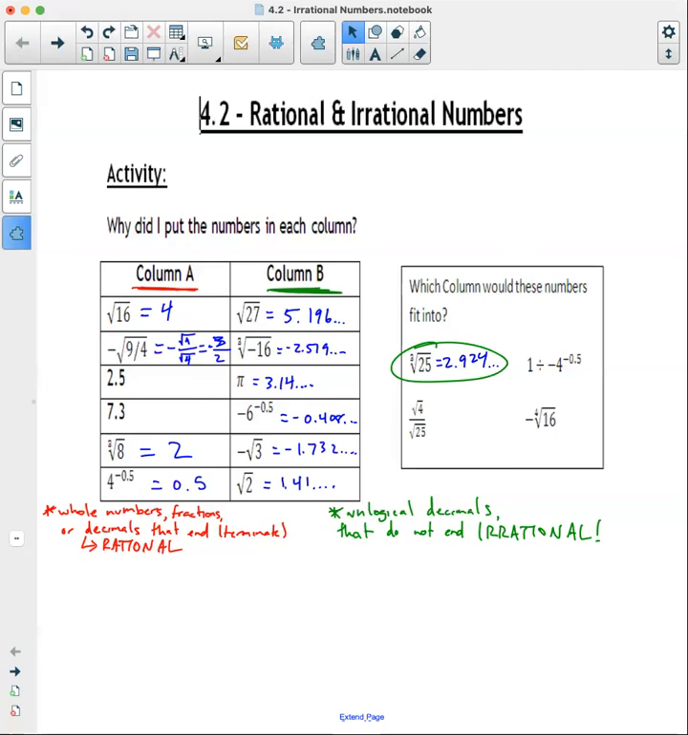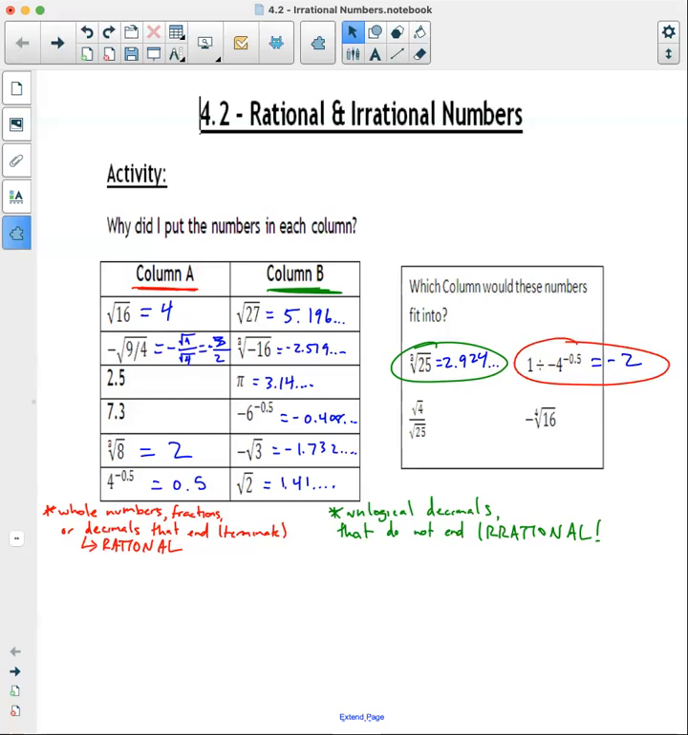Next. So 1 divided by -4 to the exponent -0.5. Put that into your calculator very carefully with brackets, and you should get a -2. Okay, so -2 is a number that ends. So this should go in column A.